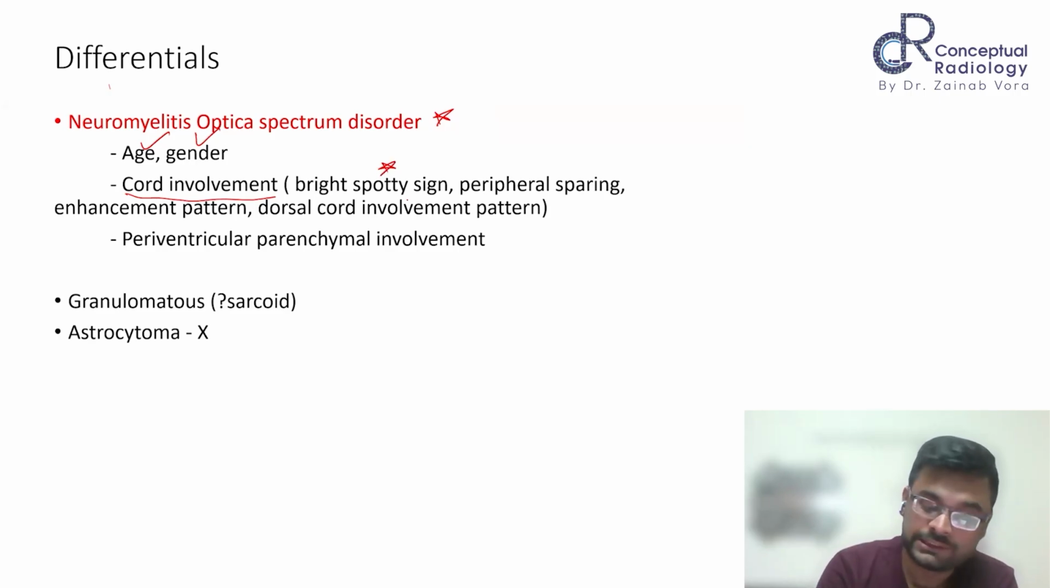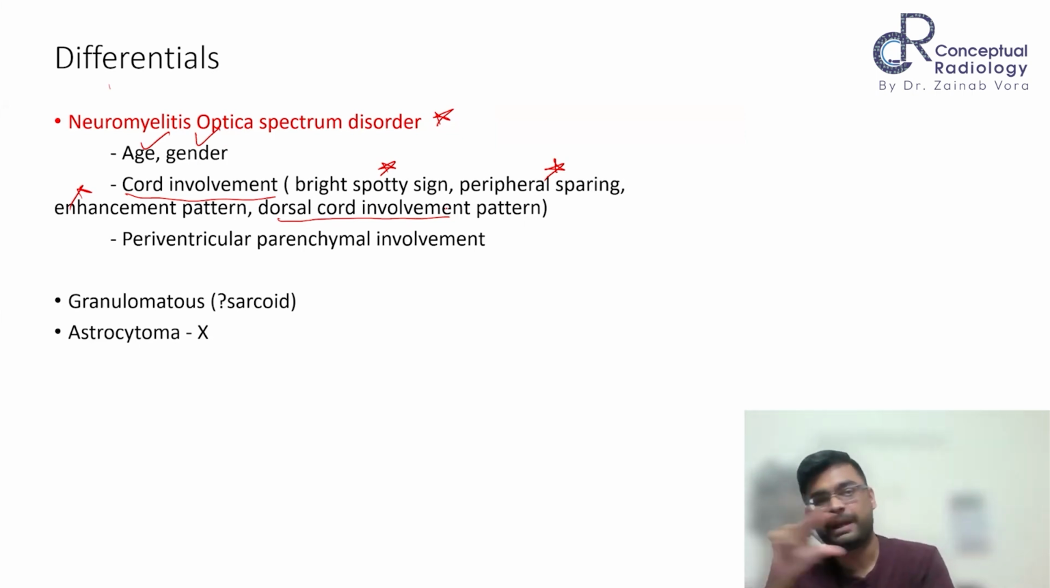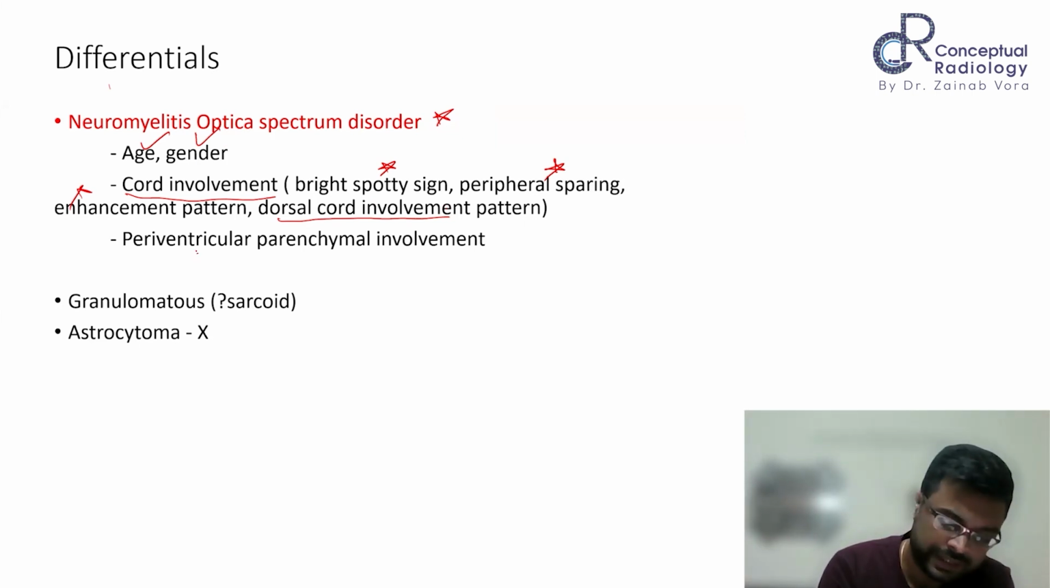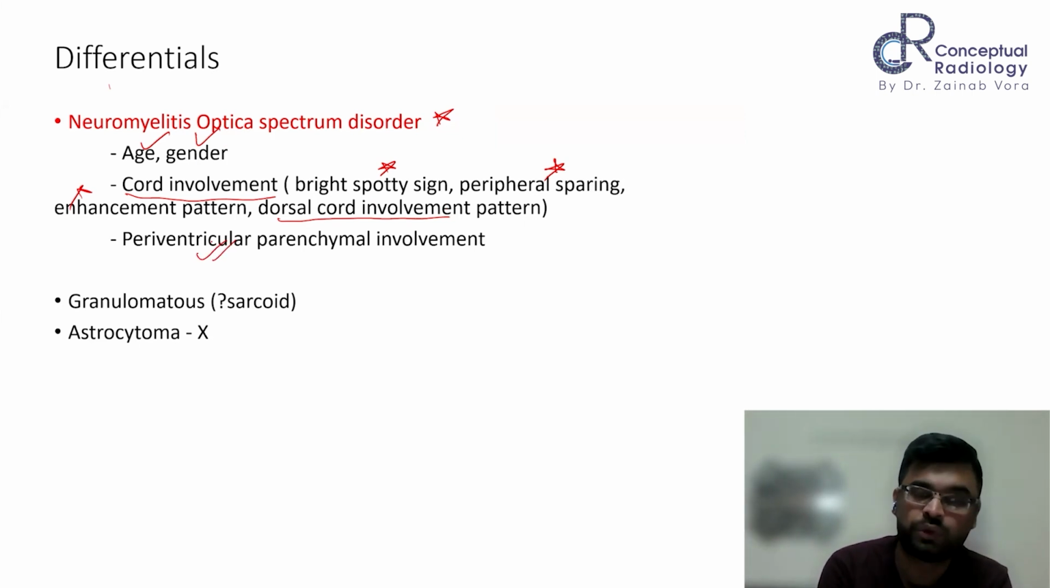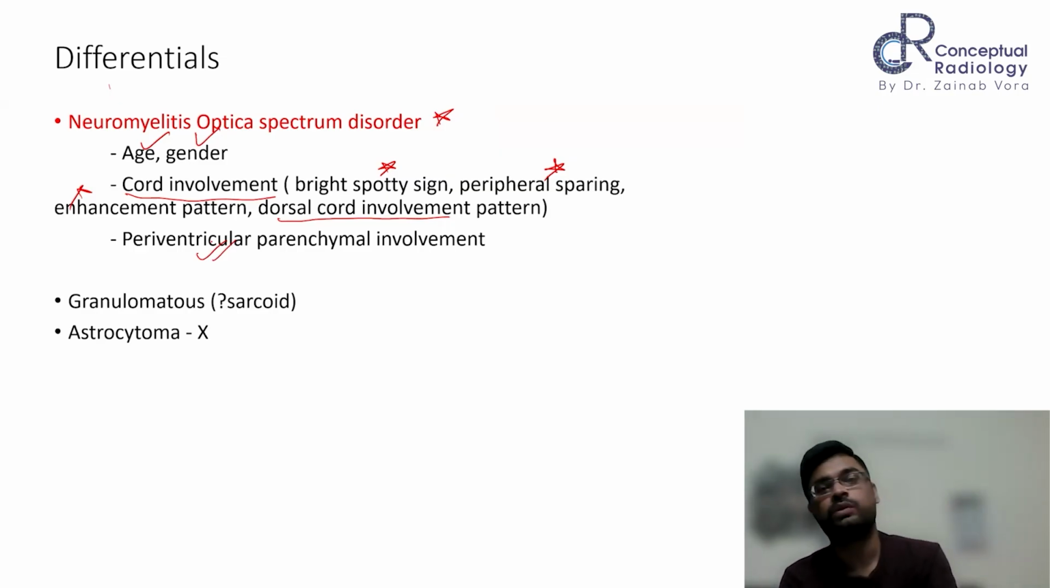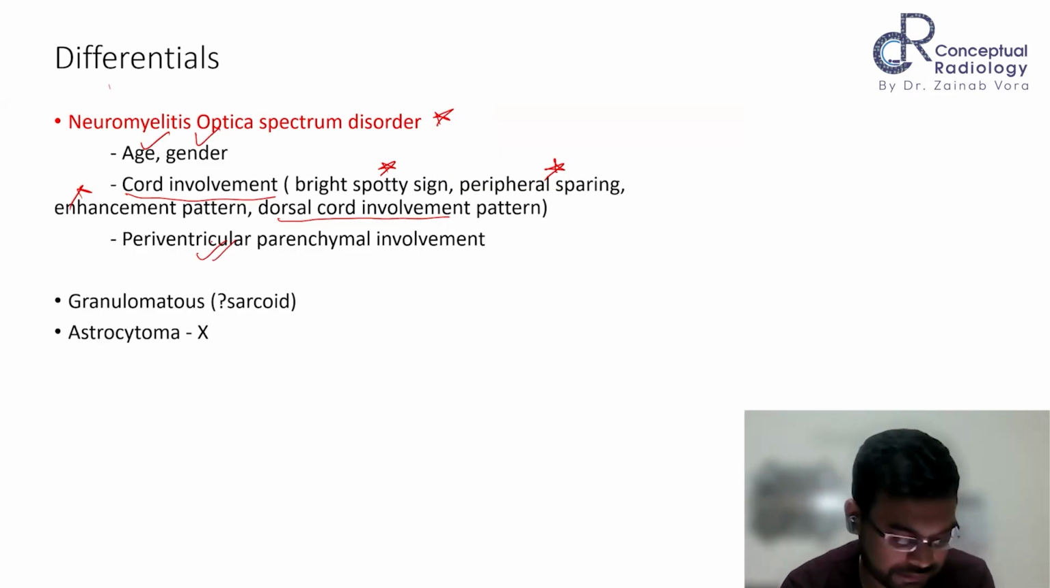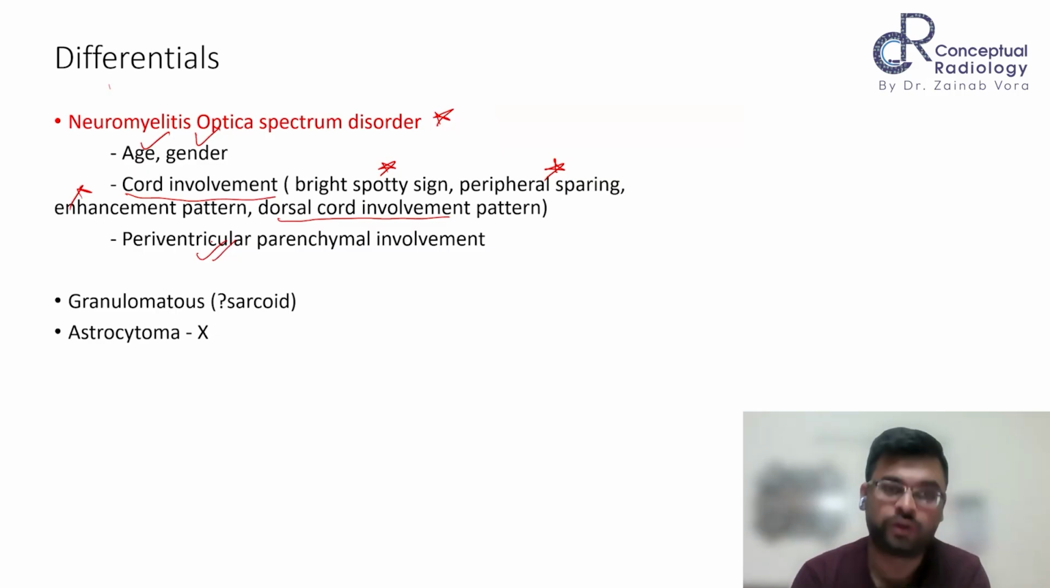Then I discussed the bright spotty sign, peripheral sparing of the cord parenchyma, right? The enhancement pattern, cloud-like enhancement. Then also in this case, there was dorsal cord involvement with a normal segment of cord parenchyma in between, then also intracranial involvement. So all these findings point towards demyelination, and this case was neuromyelitis optica.